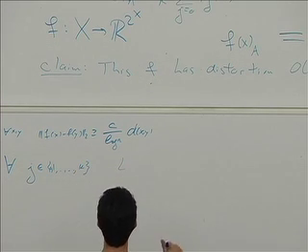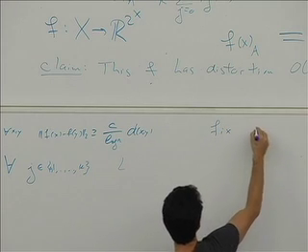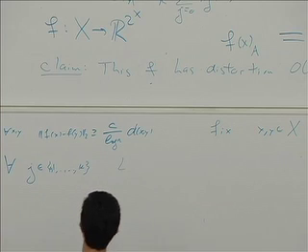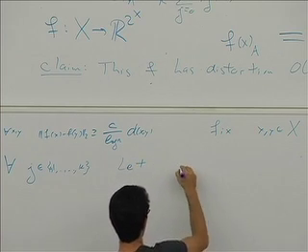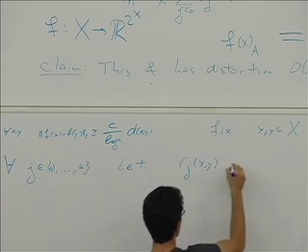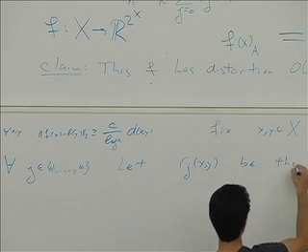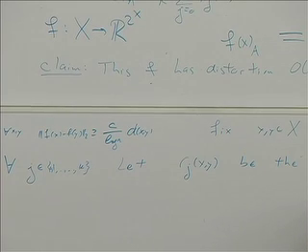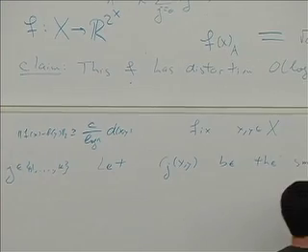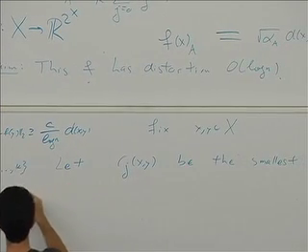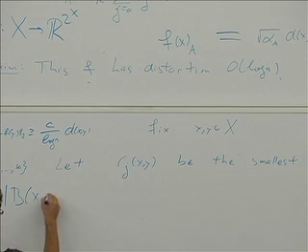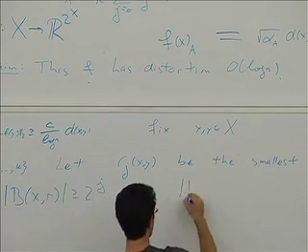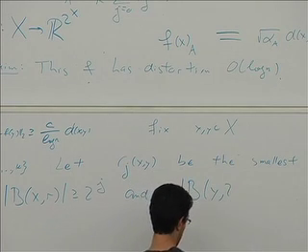So fix x and y. From now on, for every j, let r_j(x,y) be the smallest r such that the number of points in the ball around x of radius r is at least 2^j, and the number of points in the ball around y of radius r is at least 2^j.